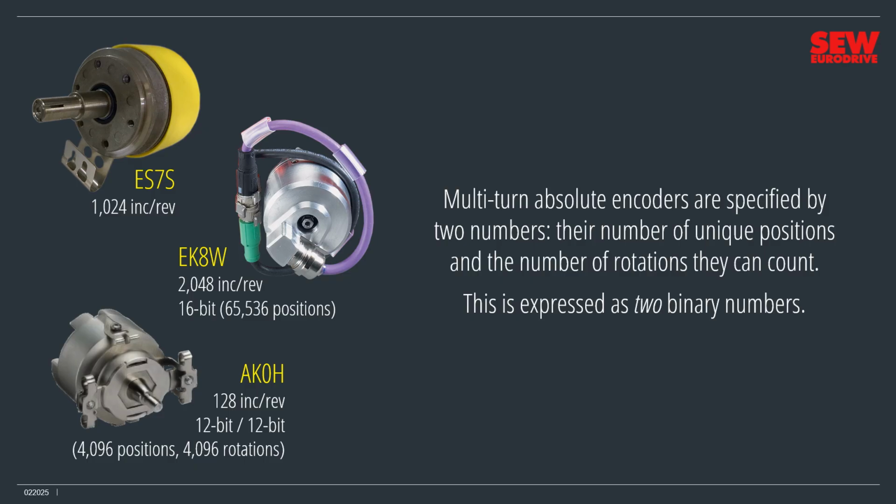To figure out the total number of unique numbers that it will output, take 2 and raise it to the sum of the two numbers. 2 raised to the power of 12 plus 12, which equals 24, gives 16,777,216 total positions. Notice that this encoder also has incremental tracks, but they give relatively low resolution speed control since the encoder outputs just 128 increments per revolution.